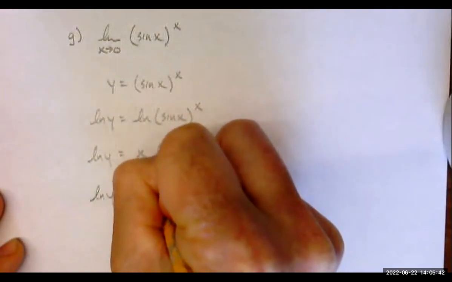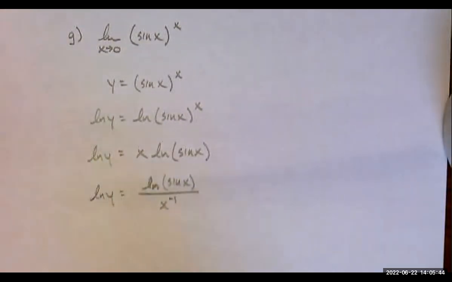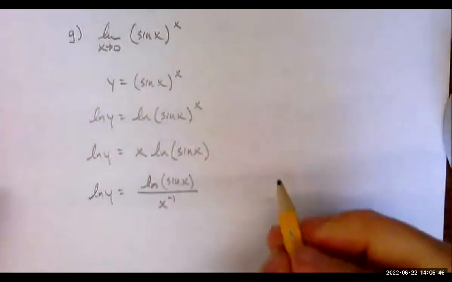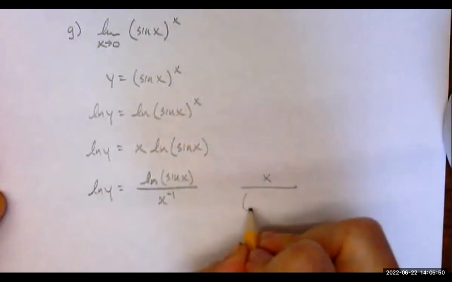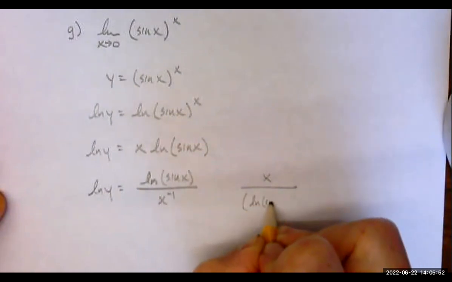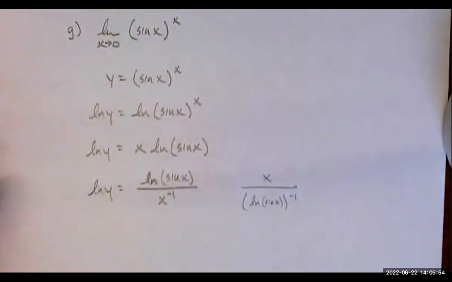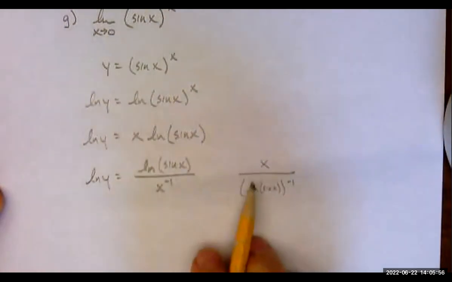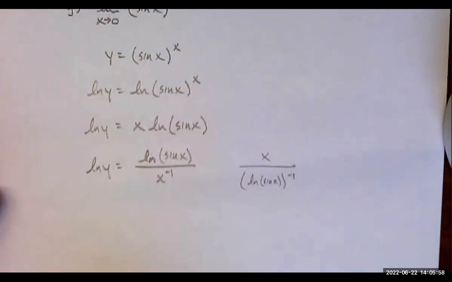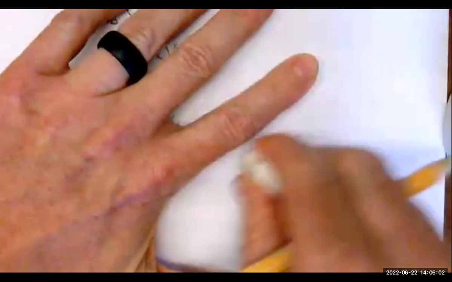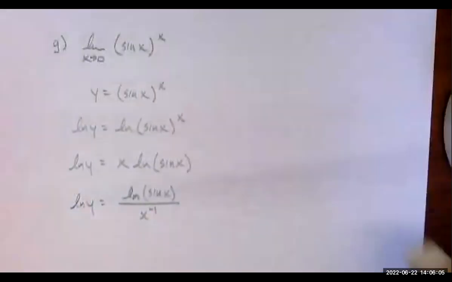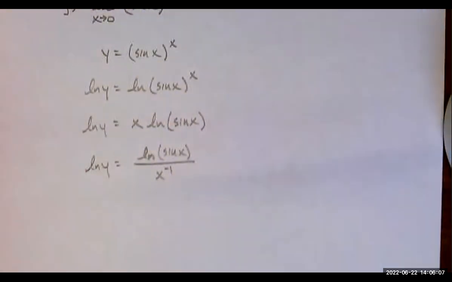Now you might say, hey, is there maybe another option besides this? Yeah, in theory, you could say x over natural log sine x to the -1 and perform derivatives this way. But I'll just tell you, this is not the way to go. Don't do it like that. We'll go here with the x in the bottom.